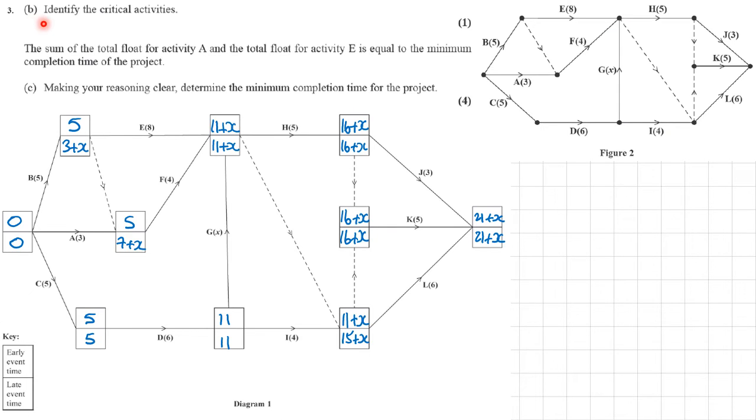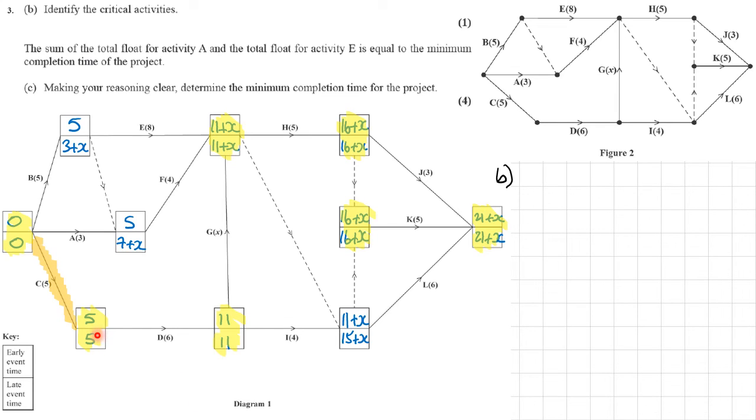Part B, we need to identify the critical activities. So the first thing I've done is to identify those boxes where the numbers at the top and the bottom are the same. That's the first thing we need to do. And then we need to look at the activity that's between them, and we need to see if the value of the activity, the length of time, is the same as the difference between the two numbers at the end. So the difference between 5 and 0 is 5. Okay, so that's going to be part of our critical path.